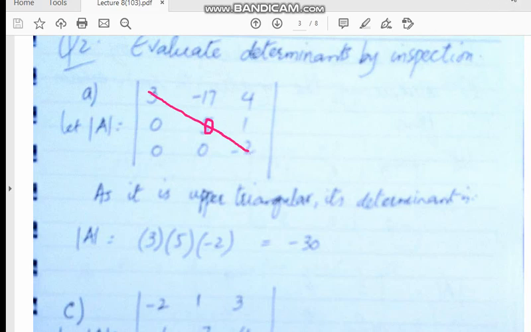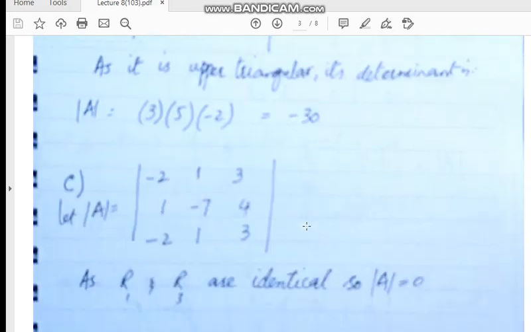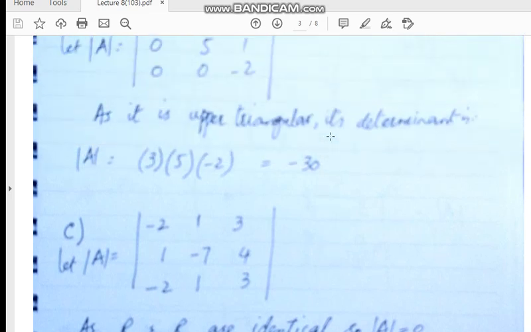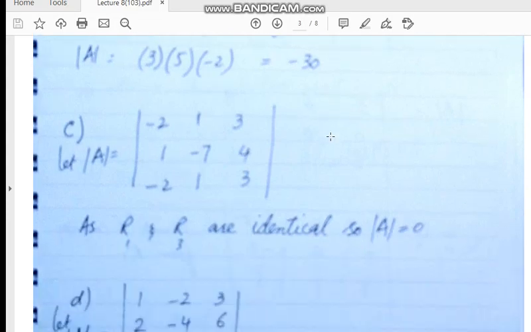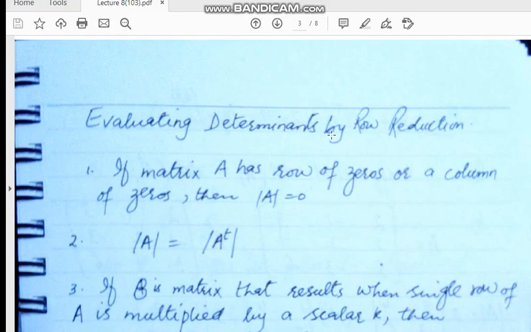Now we have to find these determinants by inspection. As this is an upper triangular matrix, and the determinant of an upper triangular matrix is simply the product of entries in the leading diagonal, its determinant is the product of 3, 5 and minus 2, and that is equal to minus 30. This is not a triangular or diagonal matrix, so its determinant by inspection will be according to the properties that I explained at the start of this lecture.